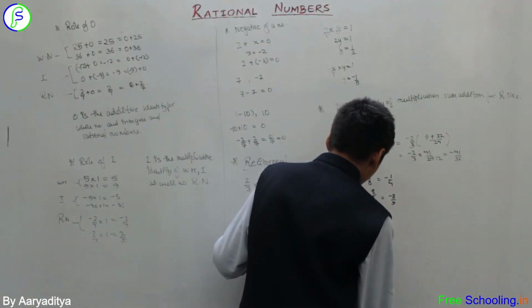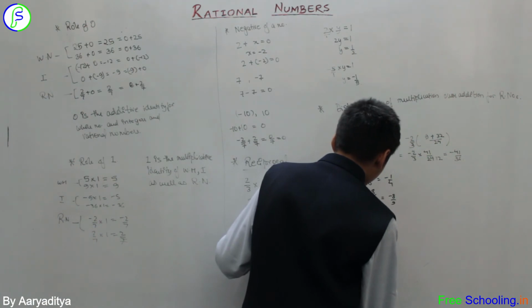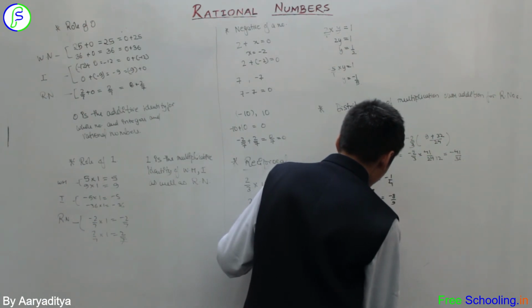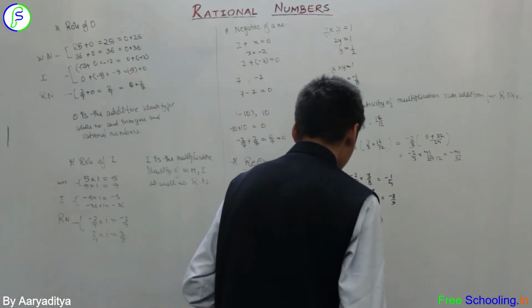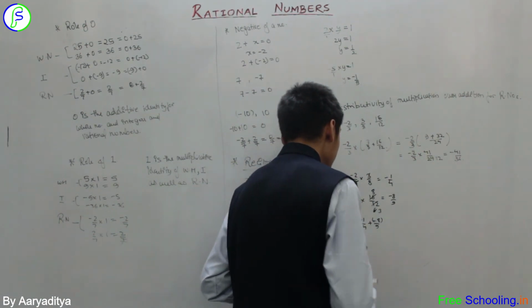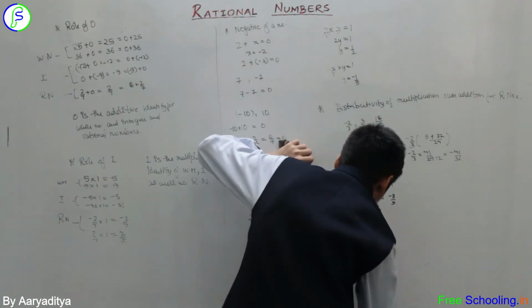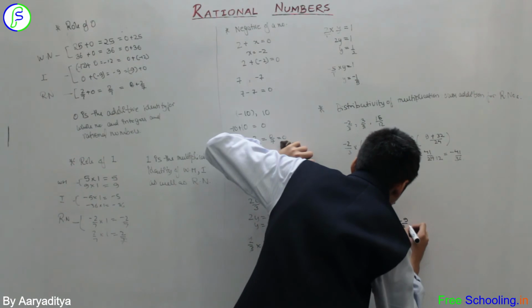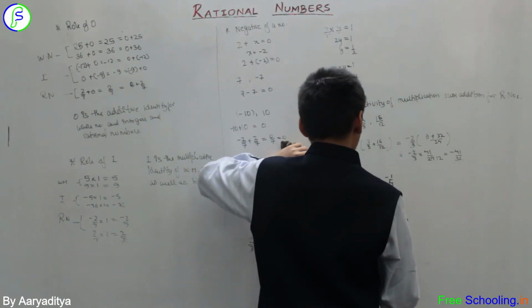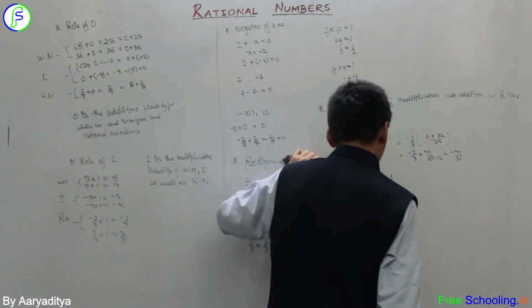So we just add them both. That is minus 1 by 4 plus minus 8 by 9. LCM for these, we have 36. This one is 9 and this one is 4. So we have minus 9 by 36, and then multiplying 4 to this, minus 32.